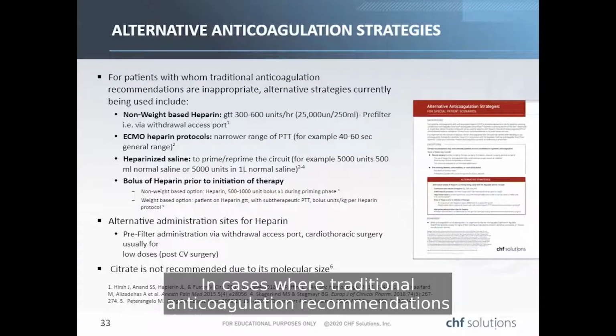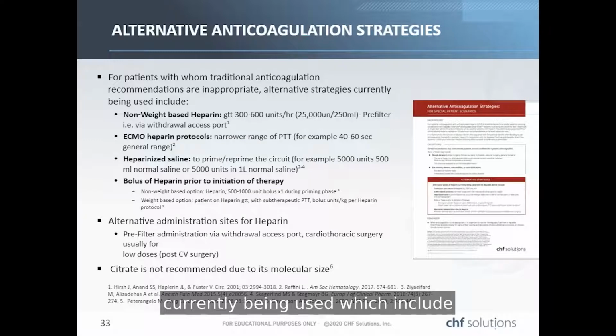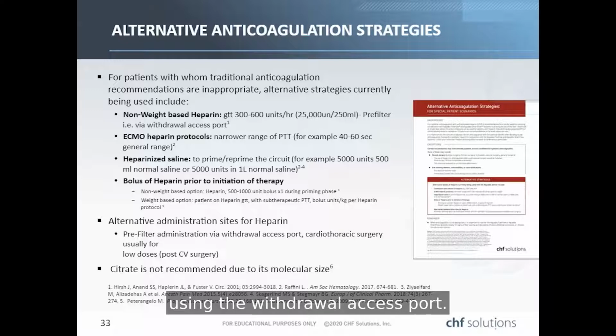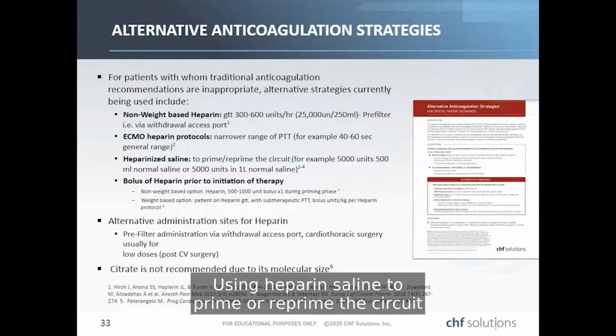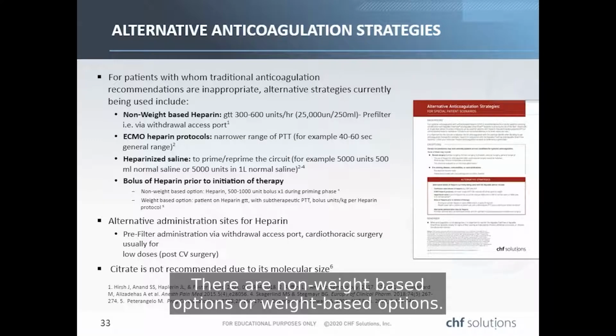In cases where traditional anticoagulation recommendations are inappropriate, there are some alternative strategies currently being used, which include non-weight-based heparin, for example, 300 to 600 units per hour, pre-filter, in other words, using the withdrawal access port. ECMO heparin protocols include a narrower range of PTT, for example, 40 to 60. Other strategies are using heparinized saline to prime or reprime the circuit, or a bolus of heparin prior to initiation of therapy. There are non-weight-based options or weight-based options.